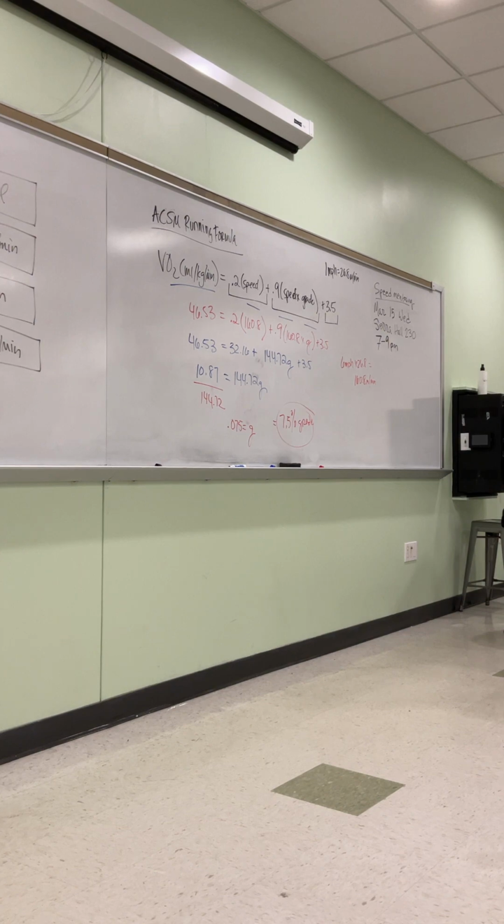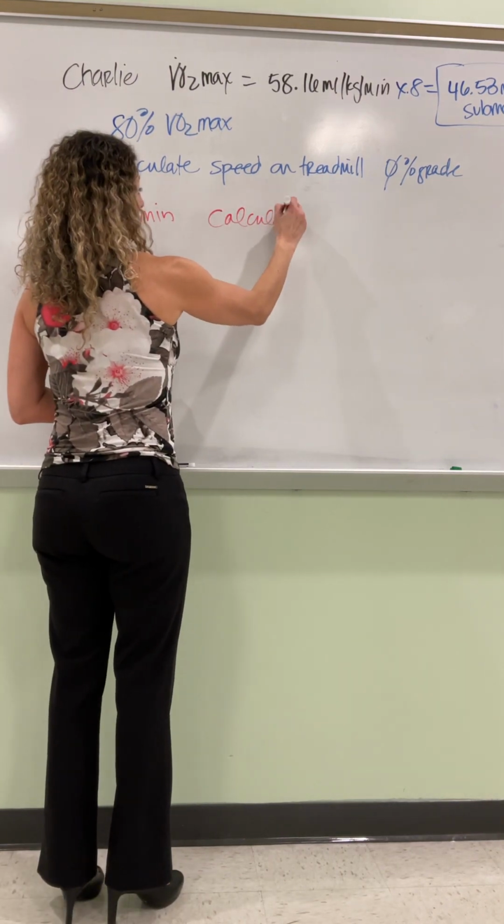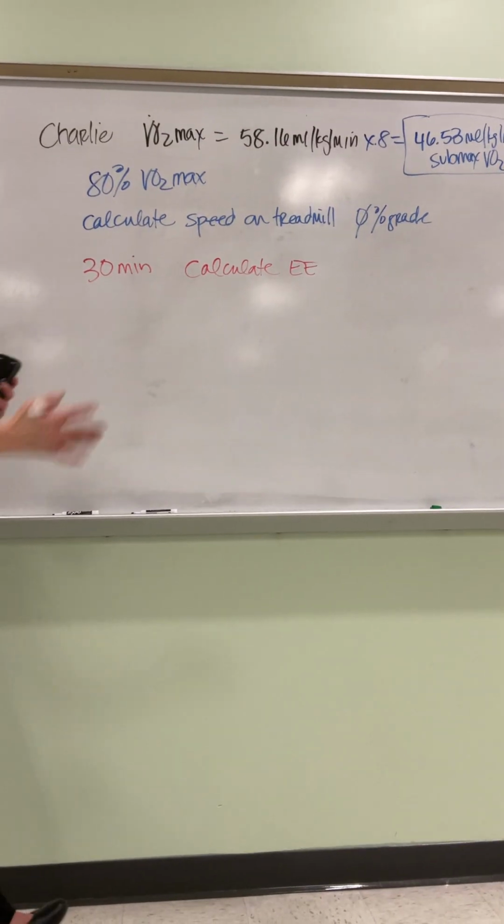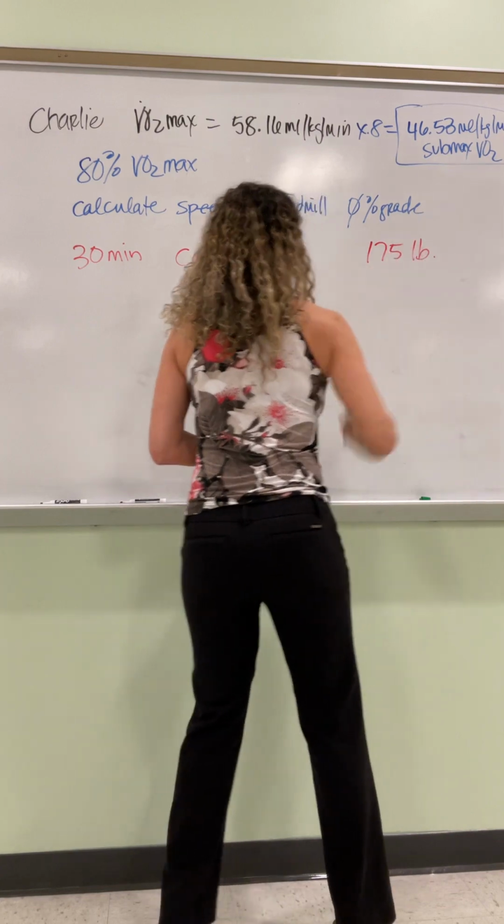Now, if he does this for 30 minutes, how many calories will he burn? Calculate energy expenditure if he exercises at this intensity for 30 minutes. We need a weight, so I'm gonna do 175 pounds.